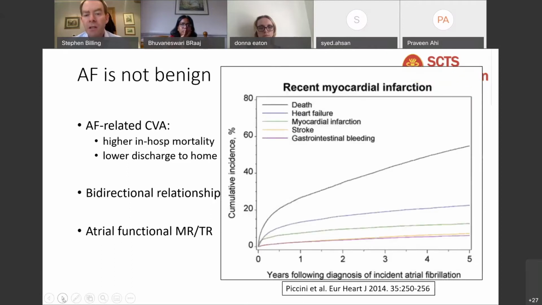And this is the most striking data. This is a US study from a few years ago. It's either Medicare or VA, please forgive me, but it's a selected group of patients which may be relevant. But they looked at the incidence of morbidity and mortality after a first diagnosis of AF. And if you look at 5 years, there's a 50% mortality rate in this group. Of course, it's a particularly selective group.